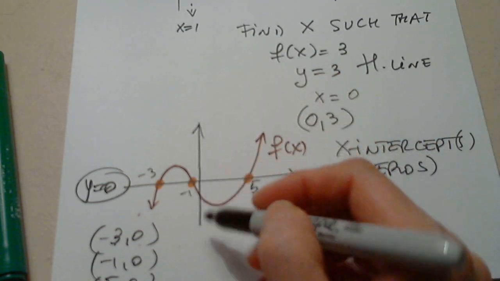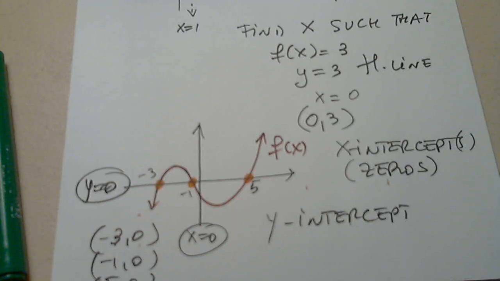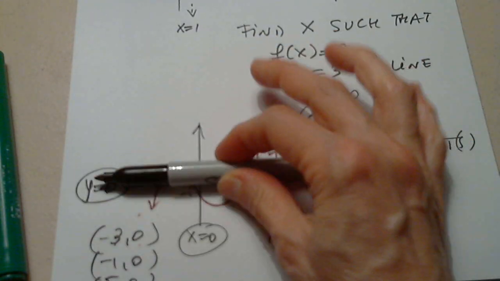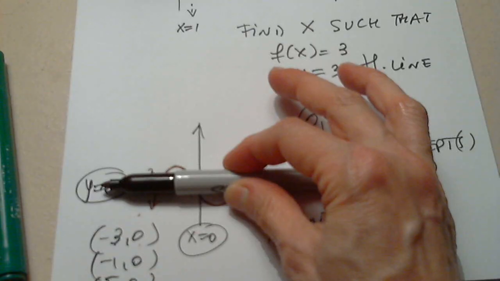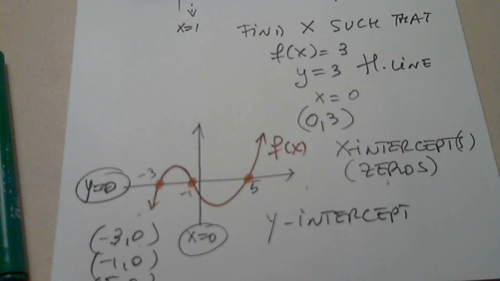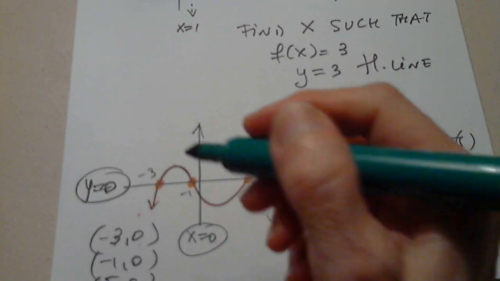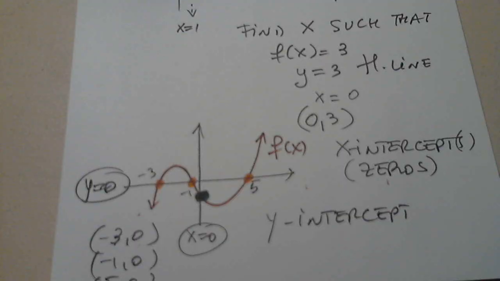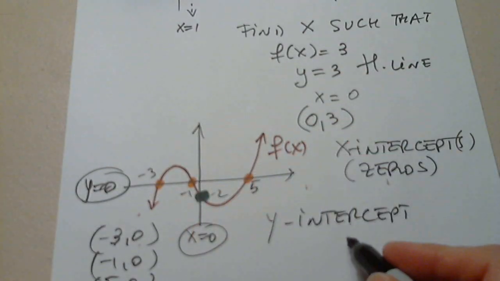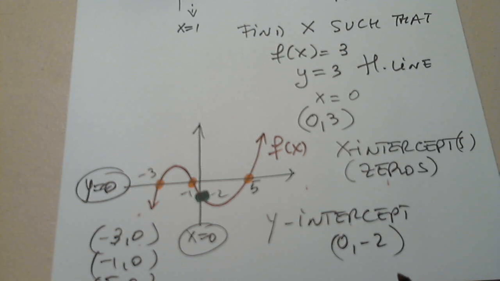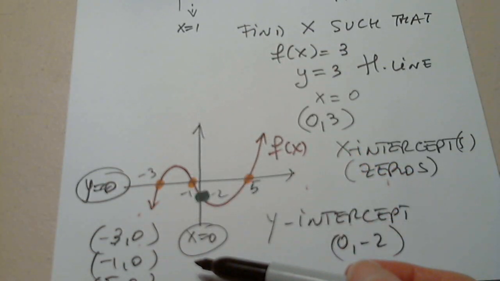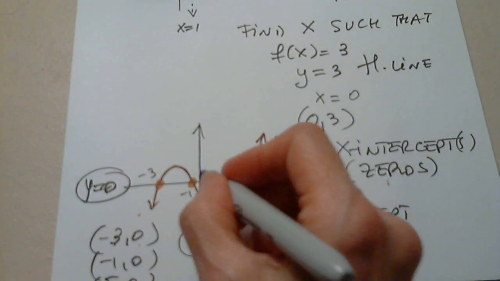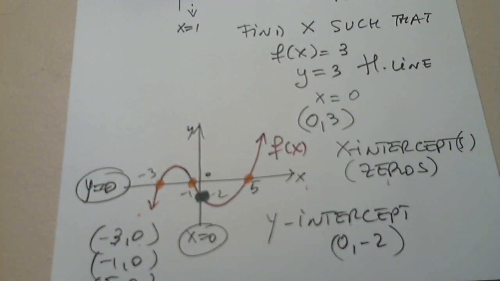And we know that this line is x equals 0. It's position, and this is altitude. Y equals 0. Now, what about the y-intercept? Well, the y-intercept is where the function crosses the y-axis. This function crosses the y-axis right here, and I will write, let's say, -2. So 0, -2. How come? Because this is x equals 0. Good.